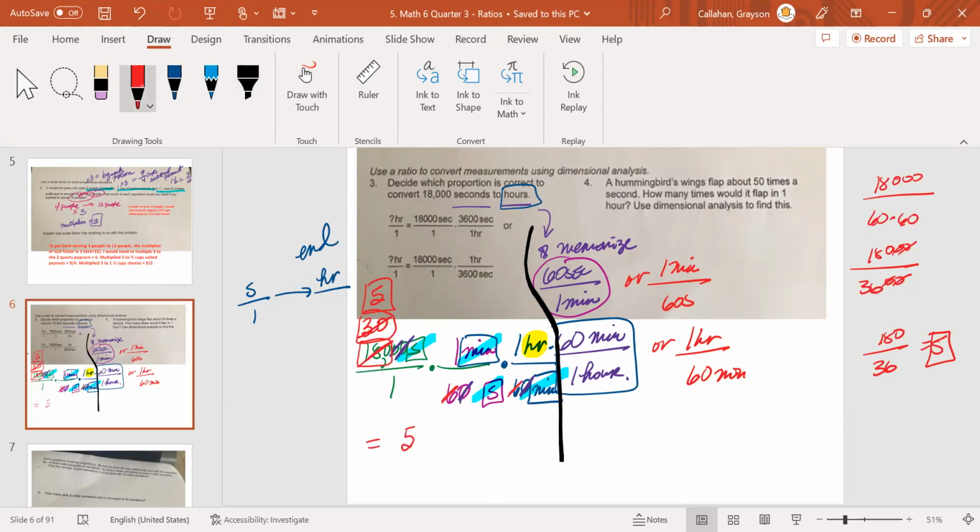I have 5 on top. Seconds cancel, minutes cancel, 5 hours. What's on the bottom? Nothing, it's just 1, right? So this is your answer. 5 hours. So which one looks like this? So I have 1 hour on top. So which one looks correct to you?